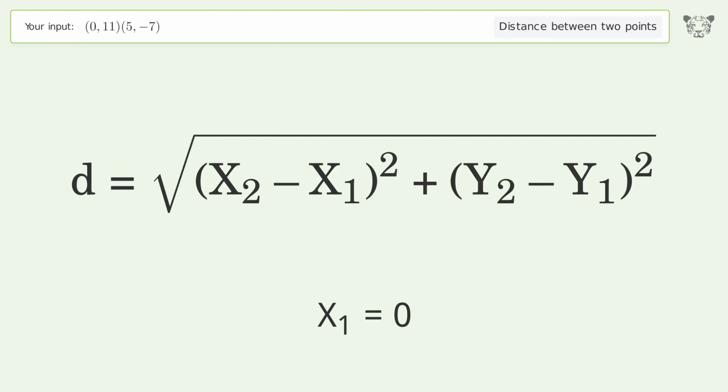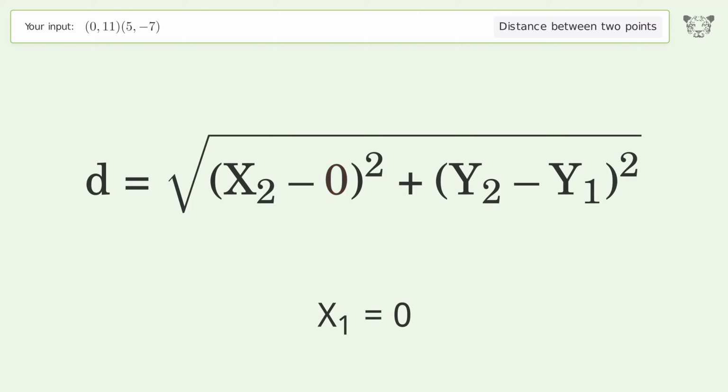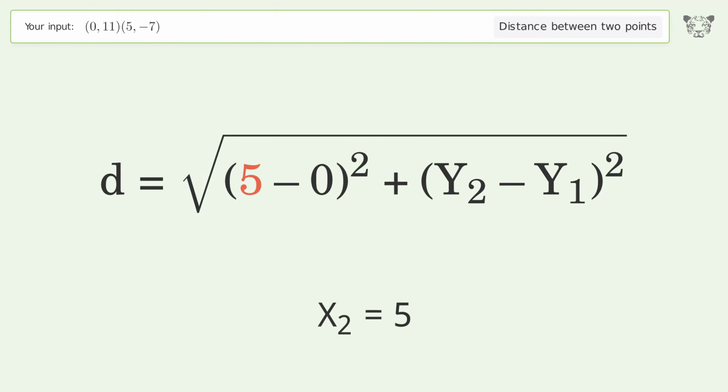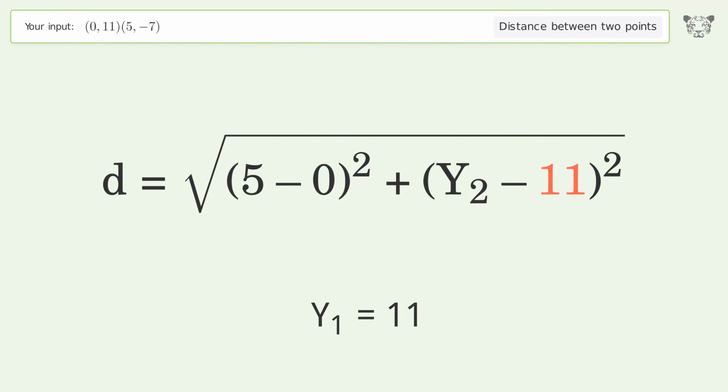x1 equals 0. x2 equals 5. y1 equals 11. y2 equals -7.